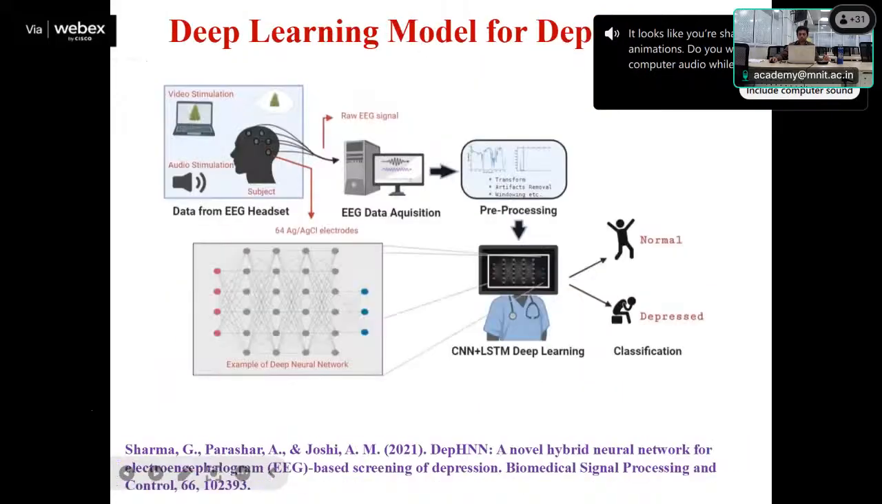One of the solutions that we have developed through deep learning is the Deep HNN model, the depression hybrid neural network, where we have used LSTM and CNN models. It is a hybrid model through which we are able to identify normal and depressed people with 99.99 accuracy. So it is almost 100% guaranteed that through this model you can identify whether the person is depressed or not.